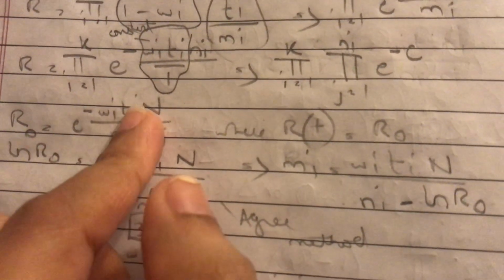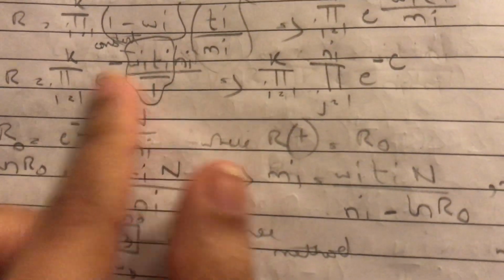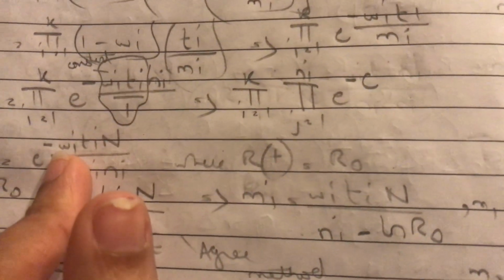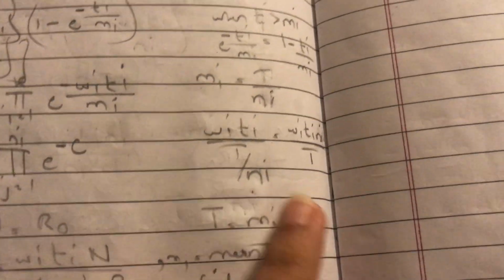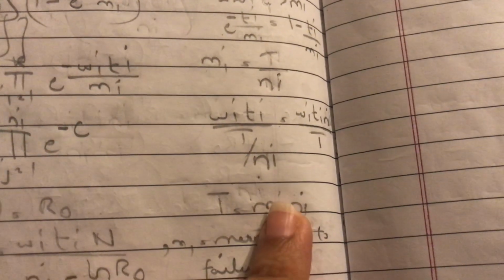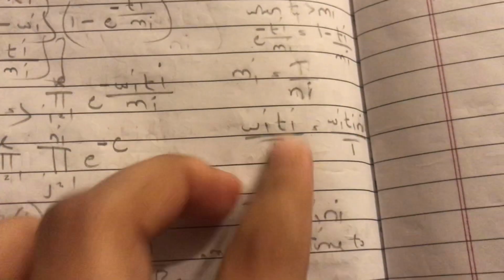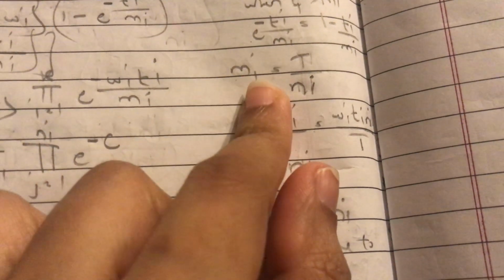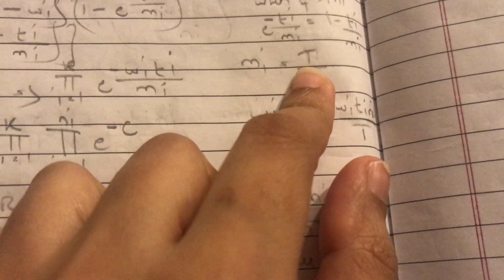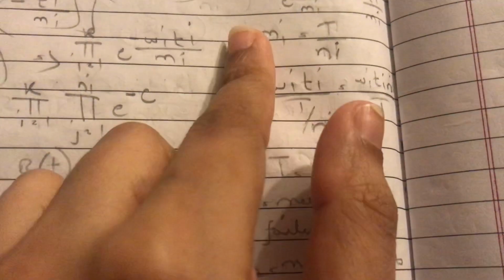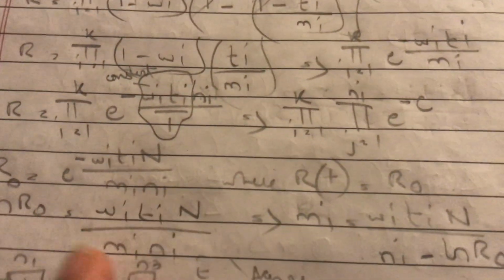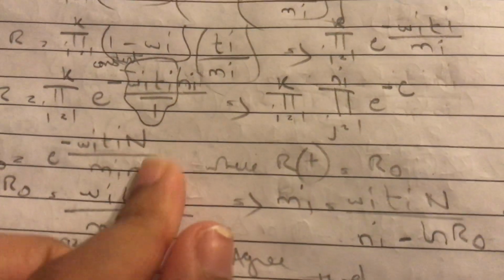It was e to the power minus wi ti over n, oh, this is a little bit different in the formula. Why is that so? It is because t equals mi times ni. Why is t equal to mi times ni? Because in the above part we said that mi equals t over ni, so ni goes there and t becomes mi times ni. It's the same here, and we keep mi and ni here, and this ni comes in as capital N.